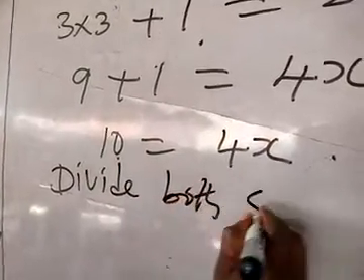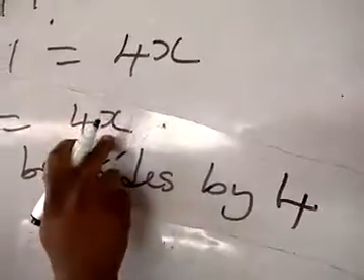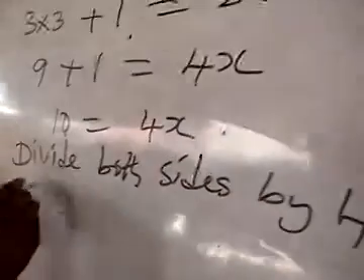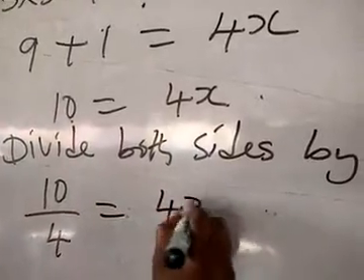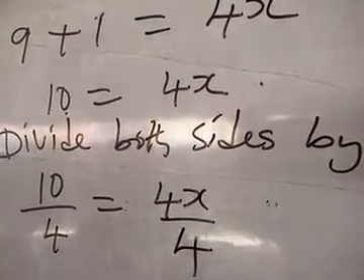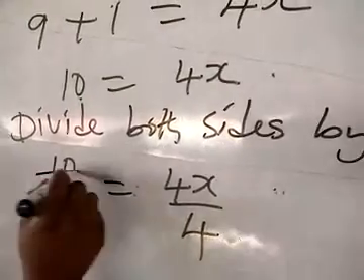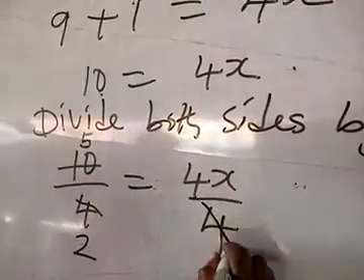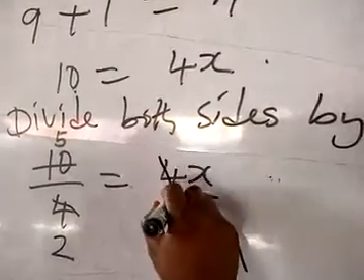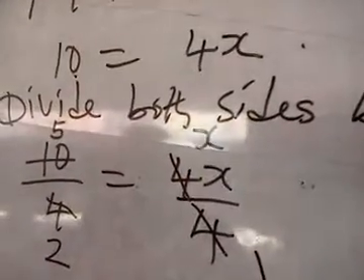Now divide both sides by 4, that is the coefficient of x. You have 10 over 4 is equal to 4x over 4. 2 divides this to give 2. 2 divides 10 to give 5. 4 divides itself, 1. 4 divides this to give x. You are left with x.